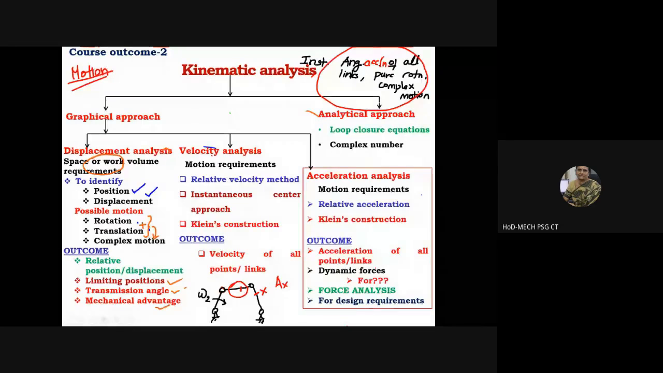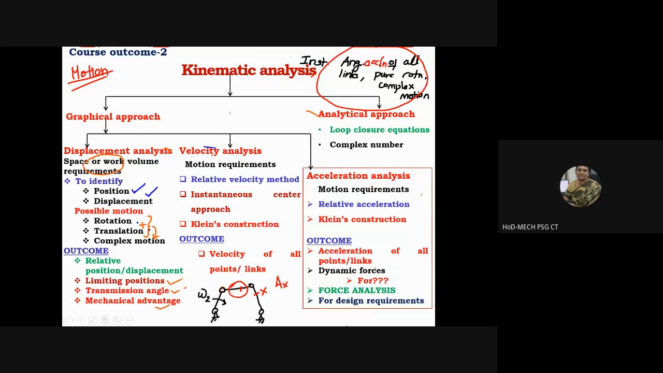So by now you should know what we mean by kinematic analysis. What is the need for kinematic analysis? What is the outcome of each stage of kinematic analysis? Like displacement or position analysis, what is the outcome? Velocity analysis, what is the outcome? Acceleration analysis, what is the outcome?